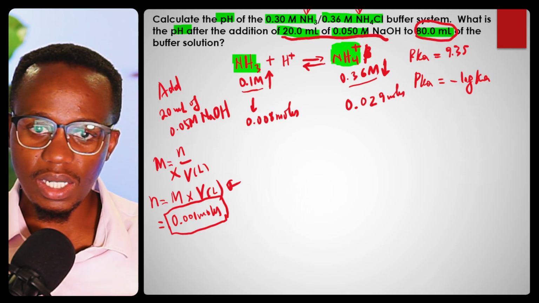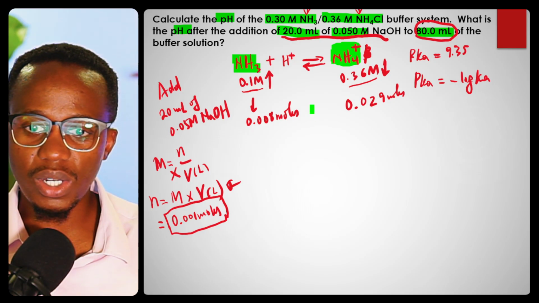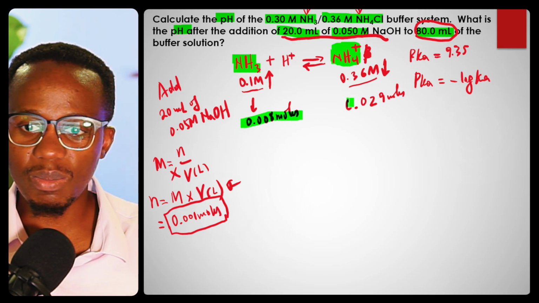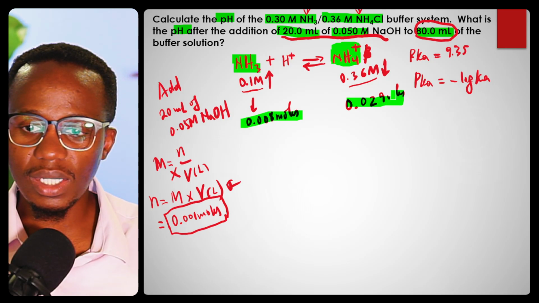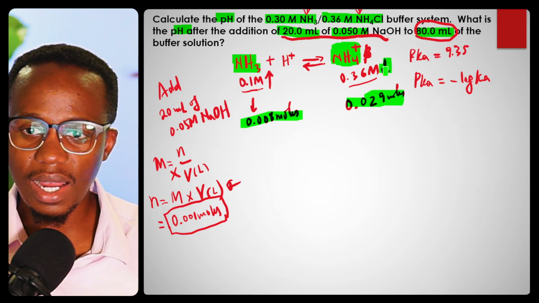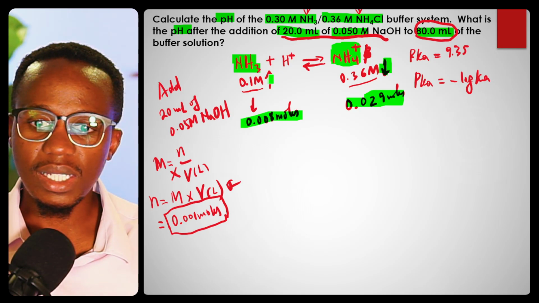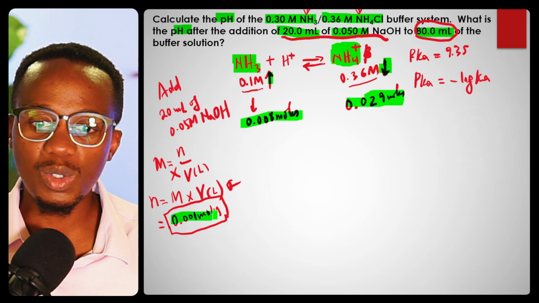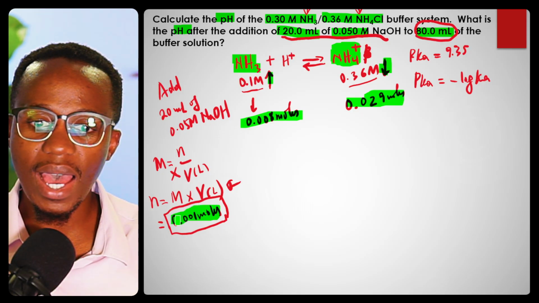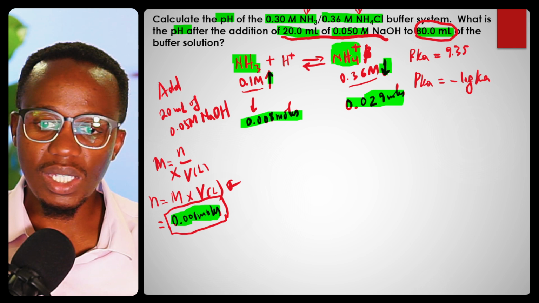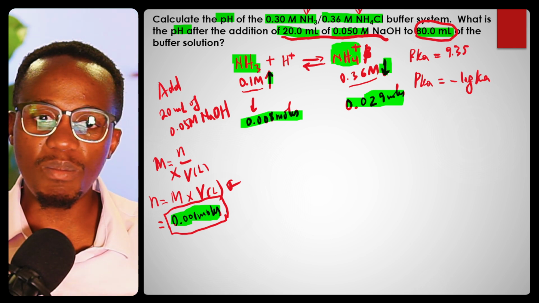So originally we just converted this concentration to moles, right? So originally we have these many moles, and then we already say that this goes down. The acid side goes down, the basic side goes up. By how much? By these many moles, because those are the moles we're adding of NaOH. So we're just going to find the new number of moles.